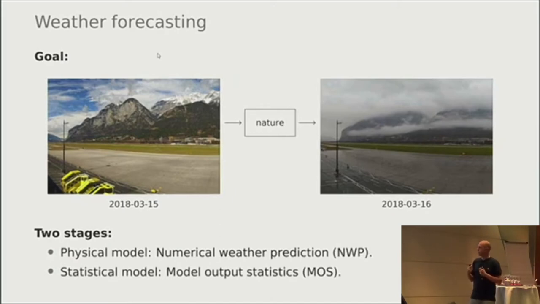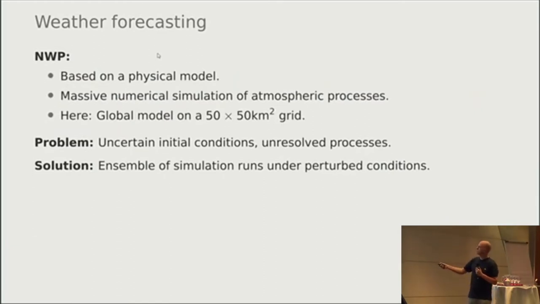So, and also the altitude changes a lot, and so on and so forth. So this resolution is too rough for what we want to predict at Innsbruck Airport. And that's why the model output statistics is necessary as a post-processing step. And I mentioned already that this system tries to approximate something chaotic.